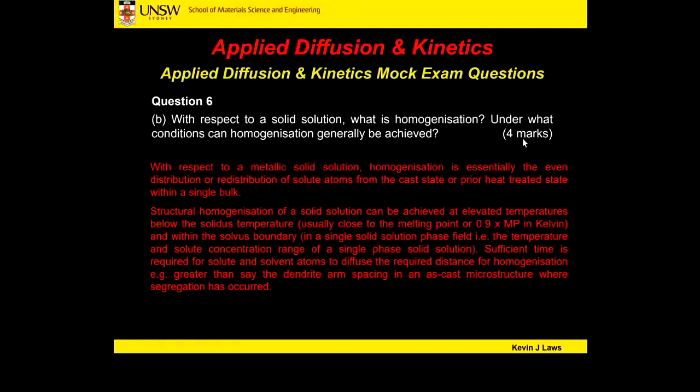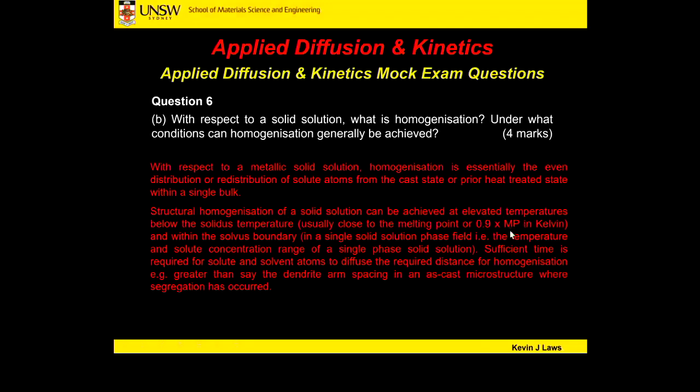Second part of the question: under what conditions can homogenization generally be achieved? Structural homogenization of the solid solution can be achieved at elevated temperatures. So most important, elevated temperatures. We have to be higher than the activation energy for diffusion to occur, to homogenize the system. If the atoms can't move, it's not going to homogenize.